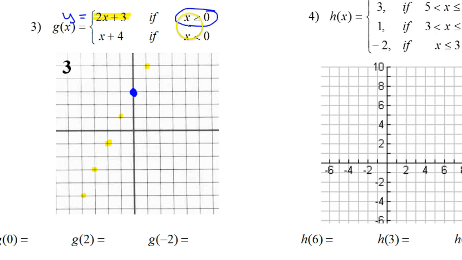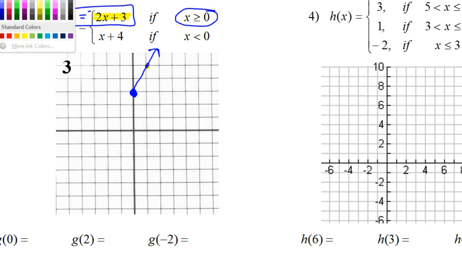Okay? Now, the values that are greater than 0 should be to the right. So this point right here. So this shows the direction in which I'm moving. All right, so this blue is the graph of the top piece. Okay, I'm just going to erase these yellow dots here.